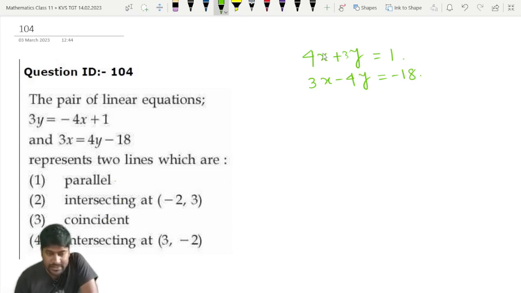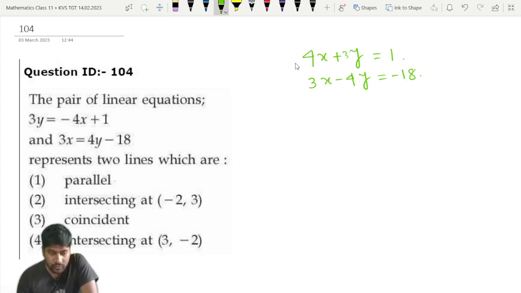So anyway, these straight lines are not parallel, that is for sure, but the straight lines are perpendicular to each other, but perpendicular is not there in the option. But whenever they are perpendicular to each other, that means they will intersect at some point. Okay, they will intersect at some point. So now we have to find the point of intersection, that is the main problem now.